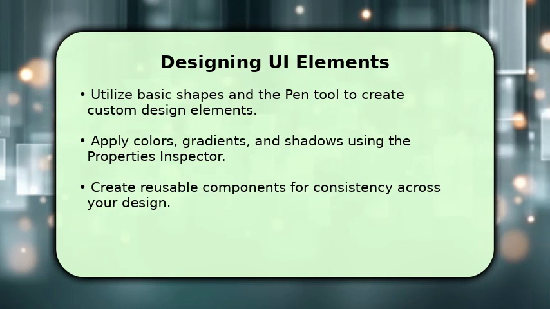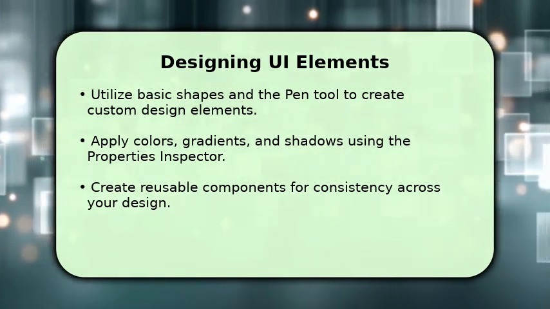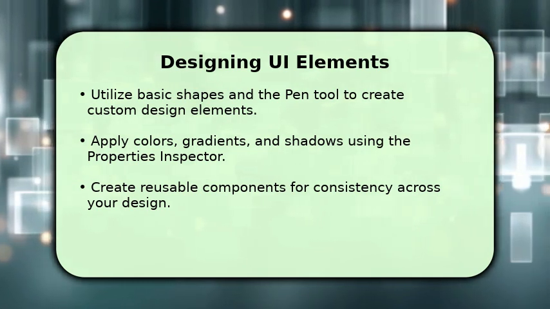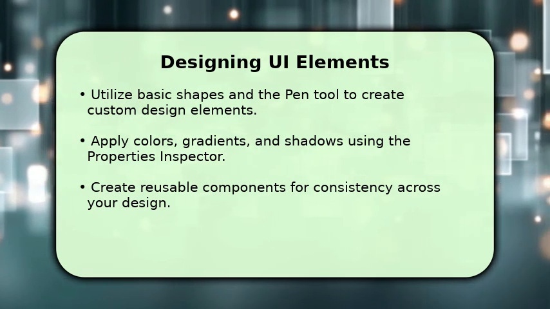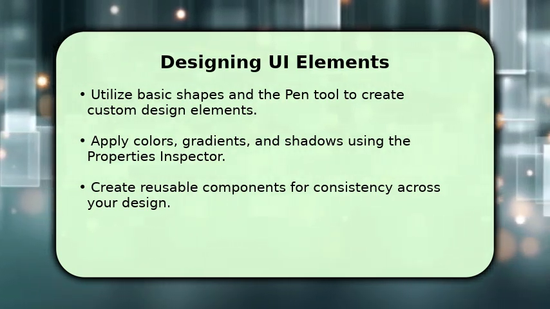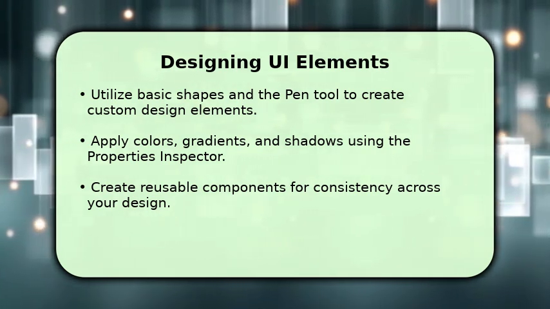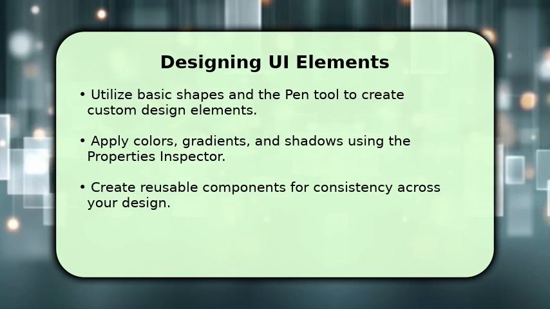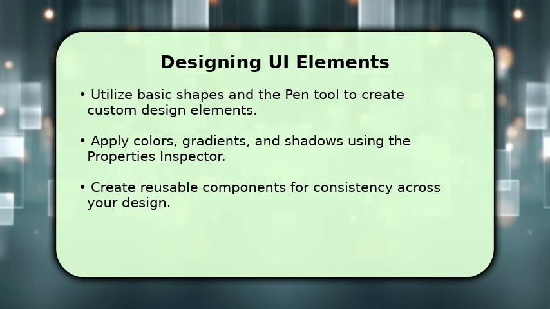Now, let's dive into designing your UI elements. Use the rectangle, ellipse, and line tools to draw basic shapes. You can easily adjust their size, color, and border radius in the Properties Inspector. For text, select the Text tool and type your content, then choose your font, size, and color. Remember to create components from frequently used elements, like buttons or navigation bars, to ensure consistency and save time.